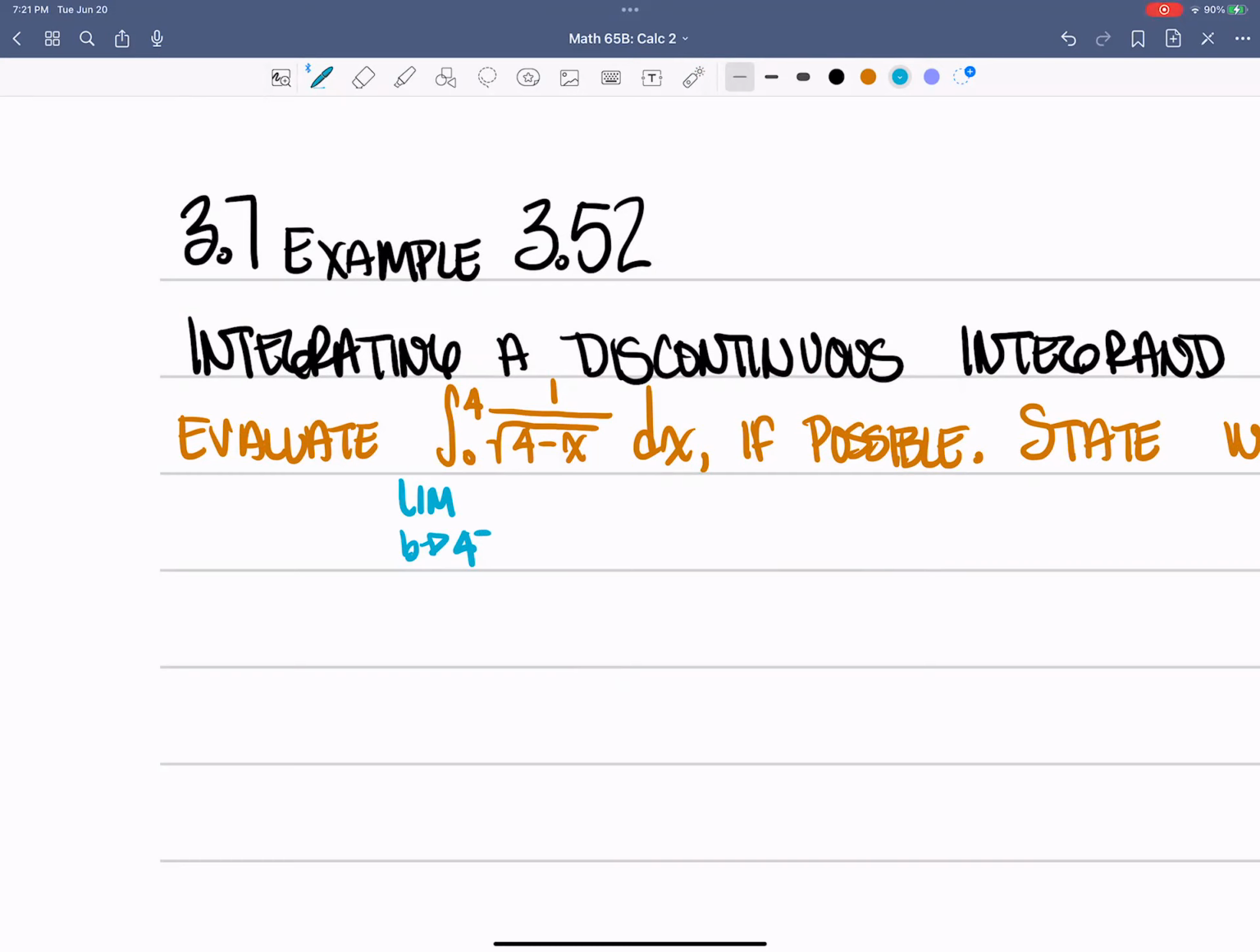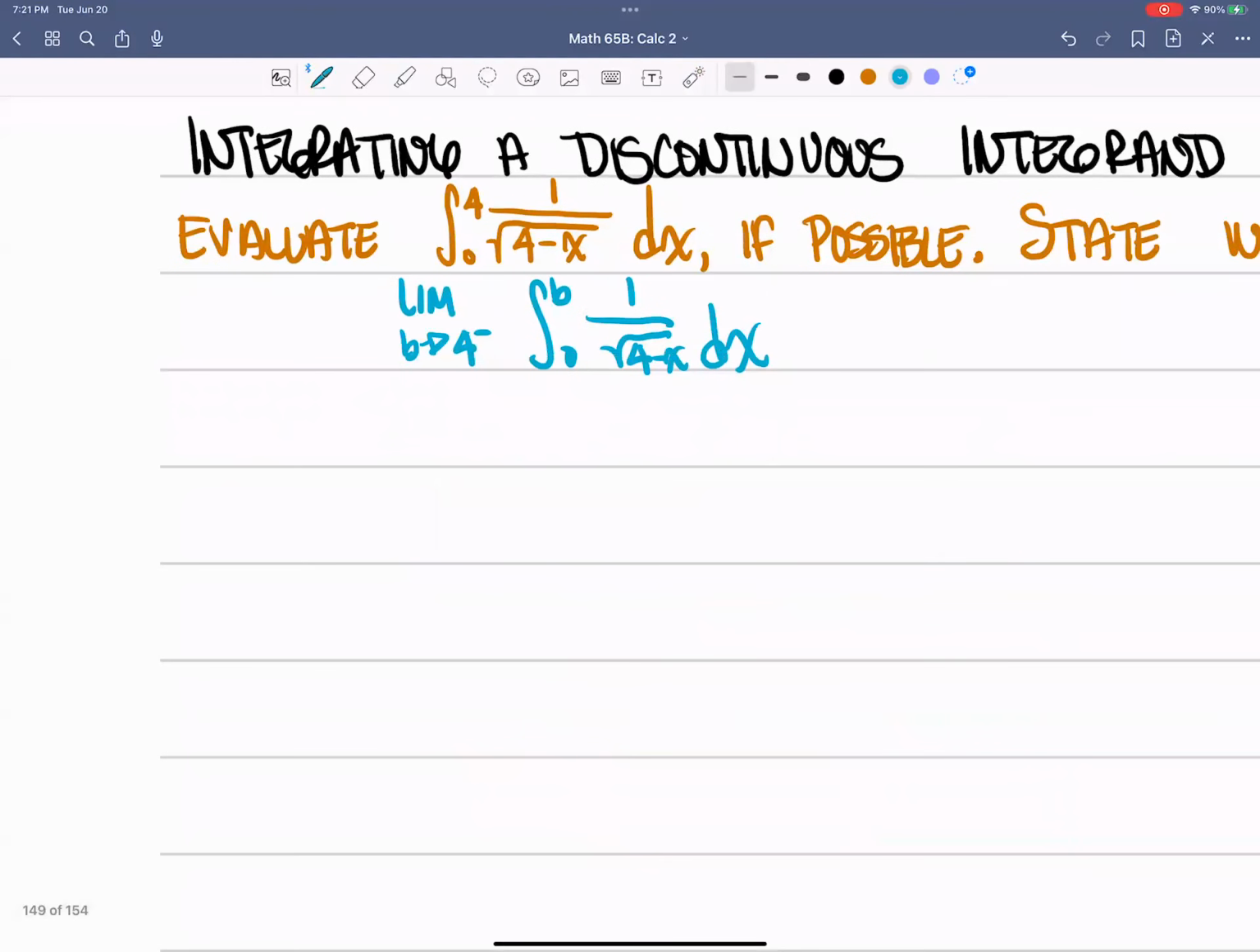So now doing that, we're going from 0 up to b, 1 over the square root of 4 minus x dx. And let's start integrating. So we could do a u substitution. So we're going to let u equal 4 minus x. Take the derivative. du is equal to negative dx.